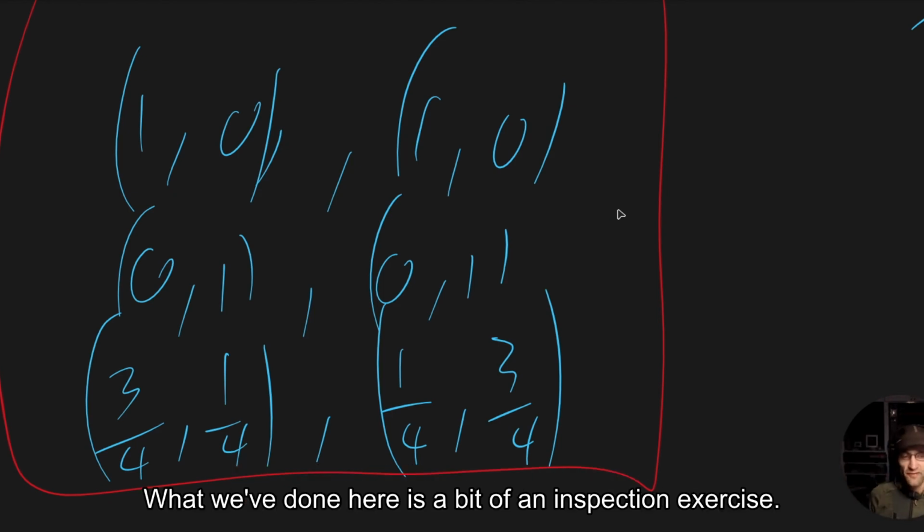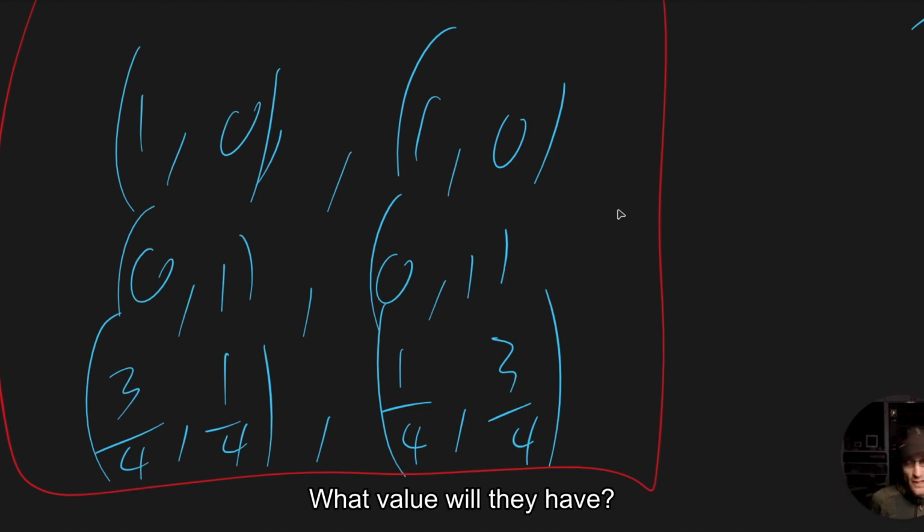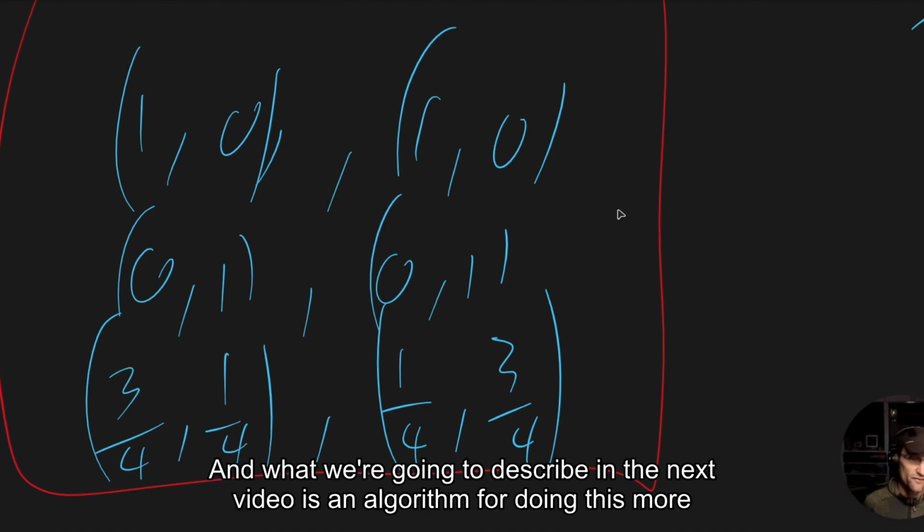What we've done here is a bit of an inspection exercise. We've kind of gone, if they look like this, how can we find them? What value will they have? And what we're going to describe in the next video is an algorithm for doing this more systematically.